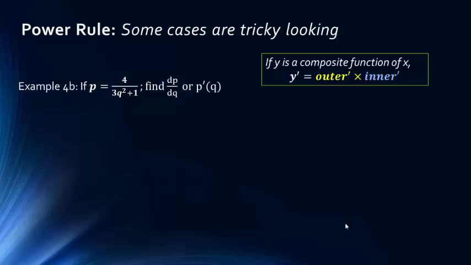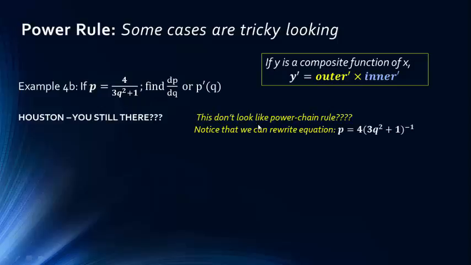Some cases are tricky looking. Wait, I don't see an outer and an inner. Well, you could do this as a quotient rule, but those are always a pain, right? Notice if I rewrite this as a power, what exponent would be on the denominator? -1. Right? Because 3q squared plus 1 to the -1 means that it's in the denominator. So notice now I've rewritten it as a chain rule, which I actually think is easier than the quotient rule.